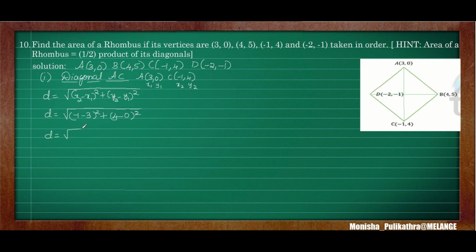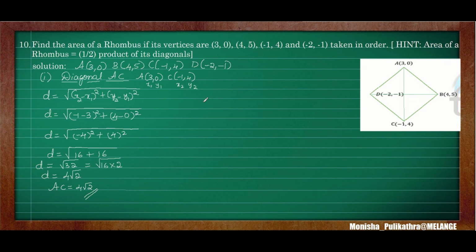So D is equal to square root of, minus into minus is plus. So 3 plus 1 is 4, and the larger number's sign is minus. So -4 whole square plus 4 square. 4 minus 0 is 4. So it will become 4 square is 16 plus 4 square is 16. So that is root 32, where 32 can be split into 16 2s. 16 2s are 32, and the square root of 16 is 4. If we take 16 out of the square root it will become 4. So 4 root 2. So diagonal AC value is 4 root 2.